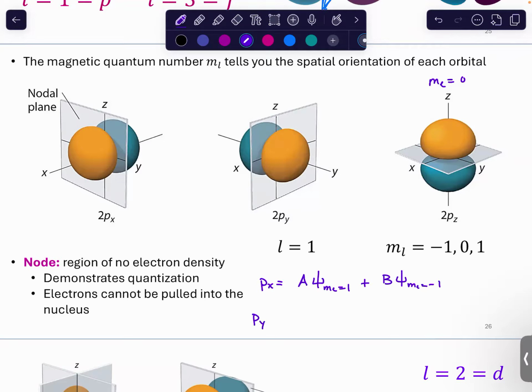And then your PY is a linear combination of your +1 and -1 wave functions. So that's how PX and PY actually line up. Your PZ lines up with the magnetic quantum number of 0.